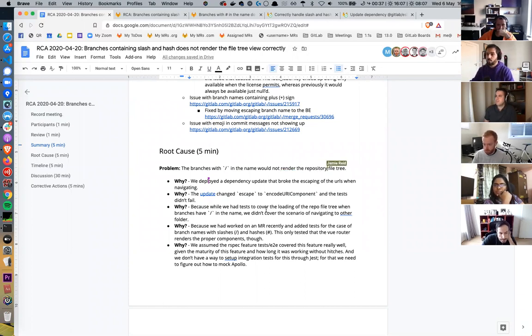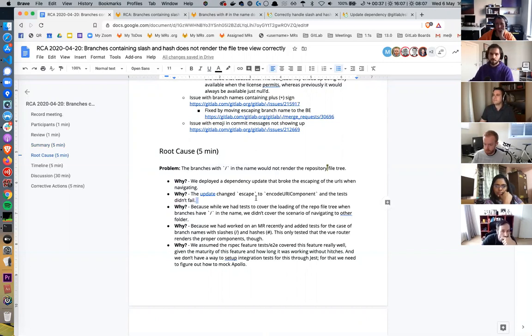The reason why that wasn't rendering was because we deployed a dependency update that broke the escaping of the URLs when navigating through the repository browser. So why did we do that? And the reason is because when we were developing that merge request, the tests didn't fail. So they gave us the green pipeline, even though they were changing the way that URLs were using the escape function to use the encode URI component, which is more recommended. The test didn't cause any alert.